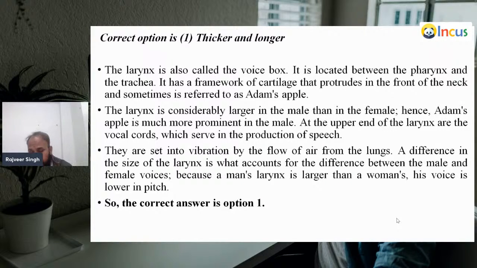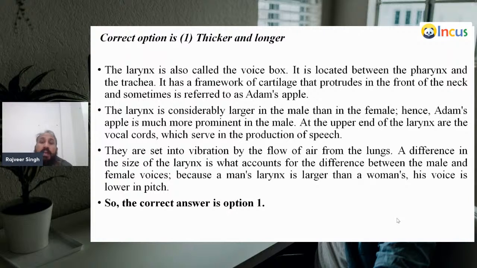Next, the description of this answer. The larynx is also called the voice box. It is located between the pharynx and the trachea. It has a framework of cartilage that protrudes in the front of the neck and is sometimes referred to as the Adam's apple. Right? The larynx is considerably larger in the male than in the female. Hence, the Adam's apple is much more prominent in the male.